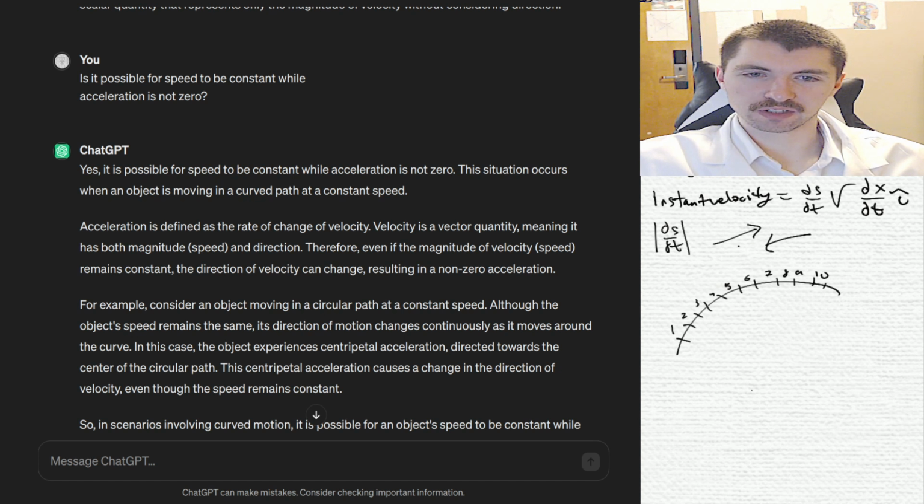Okay, so it is being specific. Speed does have a specific meaning here: the magnitude of the velocity. So if the velocity is negative 5 v, then the speed is 5. But it's saying the direction can change.